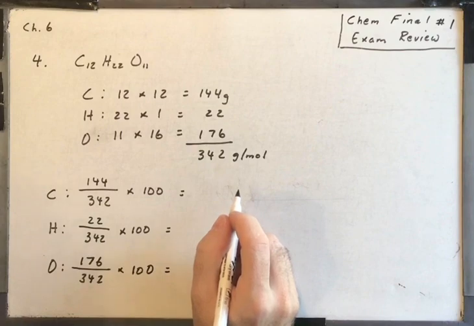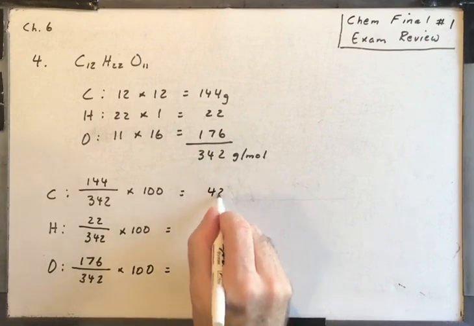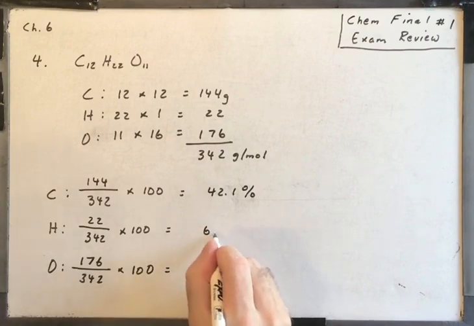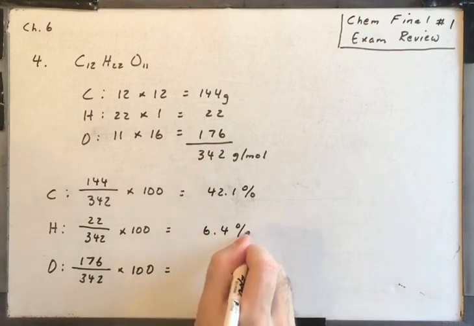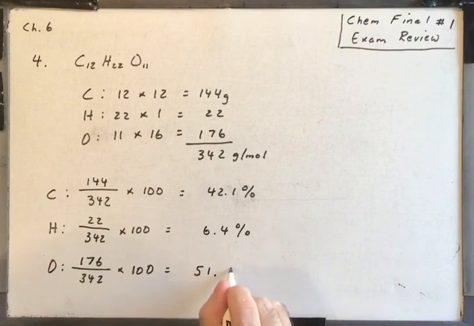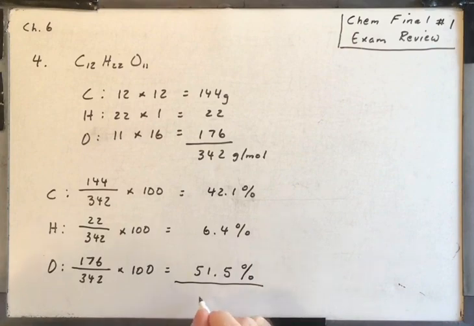All right, and those percentages are 42.1, 6.4, and 51.5. And it should add up to what? 100 or really near. All right, it might be off by a tenth or something really small because of rounding, but it should be really near 100.